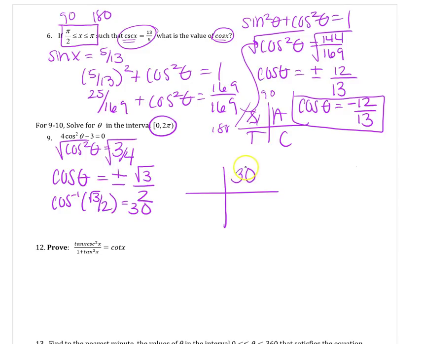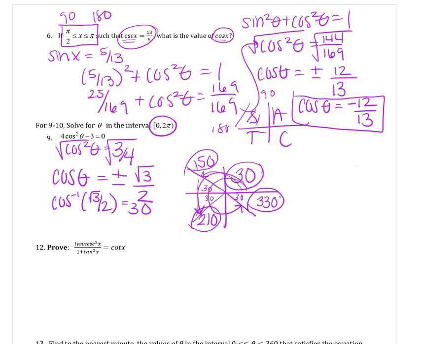Our quadrant 1 angle would be 30. Our quadrant 2 angle, if our reference angle here is 30, would be 180 take away 30, which would be 150. 180 plus 30 would give me the angle in quadrant 3, so that's 210. And then lastly, if we're over here in quadrant 4, it would be 330, or 360, take away 30, which is 330 degrees. So our final answers are 30, 150, 210, and 330.